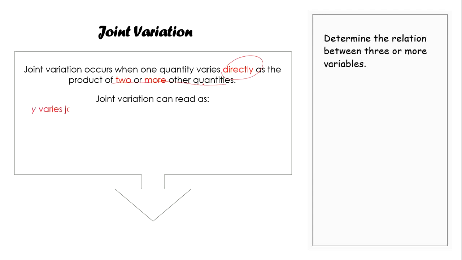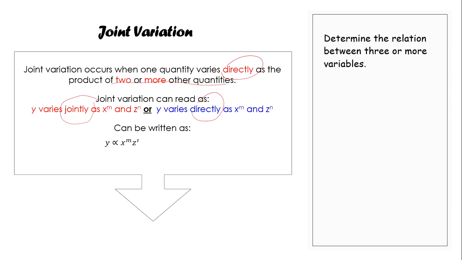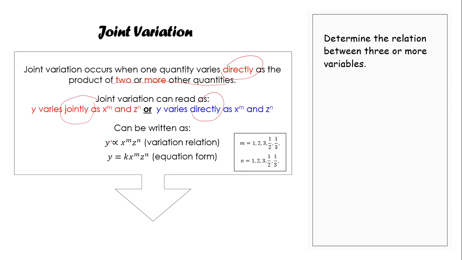Joint variation can be read as y varies jointly as x power m and z power n, or y varies directly. Y varies jointly or y varies directly. So, dua-dua adalah joint variation. And it can be written in relation form. Macam biasa ada simbol ni. Okay, so yang ni y varies directly with x dengan z. Biasanya contohnya y varies directly with x sahaja ataupun y varies directly with z sahaja. Tapi kali ni untuk joint variation, y varies directly with lebih daripada satu quantity.